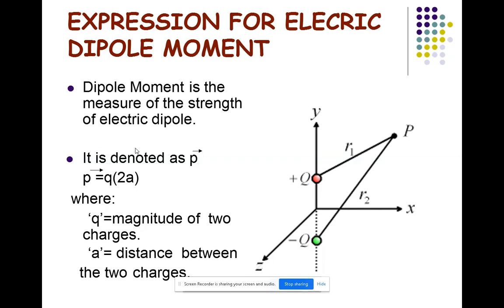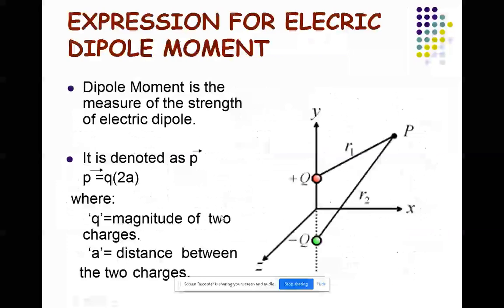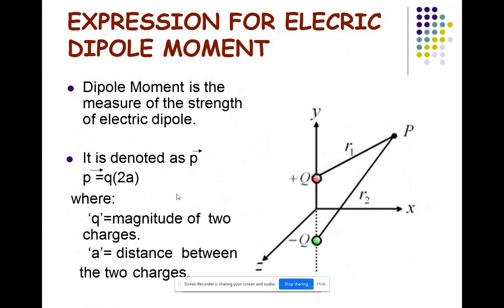Then the expression for the electric dipole moment is given here. The dipole moment is the measure of the strength of the electric dipole, denoted by the vector P. P vector is Q into 2A, where Q is the magnitude of the two charges and 2A is the distance between the two charges, plus Q and minus Q. So the electric dipole moment P vector equals Q into 2A.